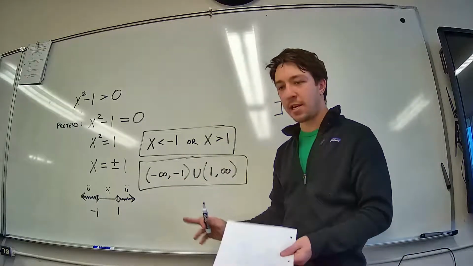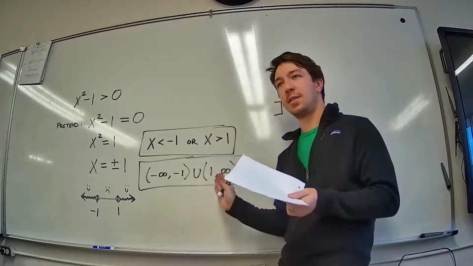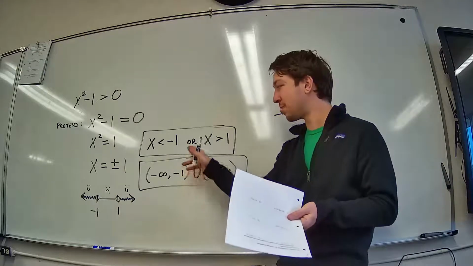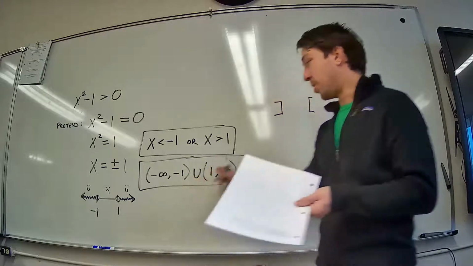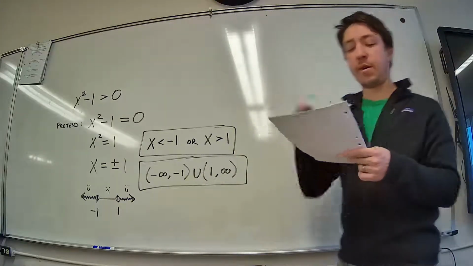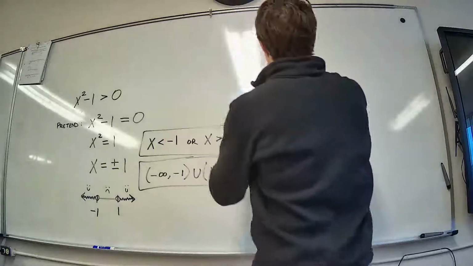And then union just means that X could live in either one of these. It's effectively an OR. This U is basically just OR. Okay. And then all numbers from 1 to infinity. Let's do a few more examples. Let's do the one right below it, because the one below it has a little equal to sign.